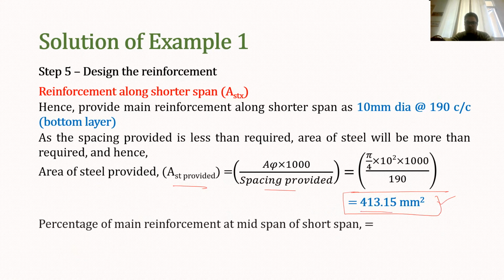Now we will calculate the percentage of main reinforcement, which is area of steel provided by the effective area of cross section, which is Ast provided upon bD multiplied by 100. So putting the value here, we get the percentage as 0.295. Here this D is basically the dx, because we are calculating the percentage for the shorter span. So for the shorter span, we use the dx value. So 0.295% is the percentage of reinforcement we have provided along the shorter span.